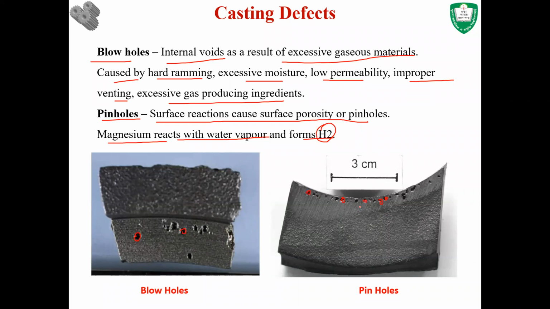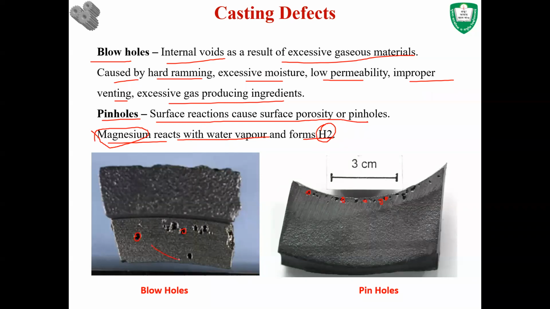How to avoid this kind of pinhole? You need to have proper permeability, and you also need to control the moisture content. In the case of magnesium casting using the sand casting technique, you need to take care of the sands. We don't want to use a green sand mold that contains moisture in the sand. You have to avoid that. This is the way you can reduce this sort of defect.